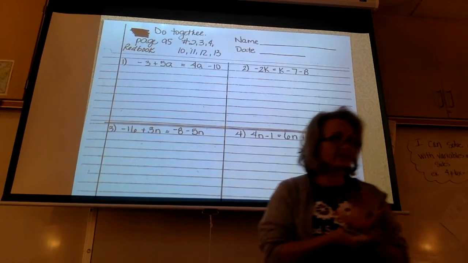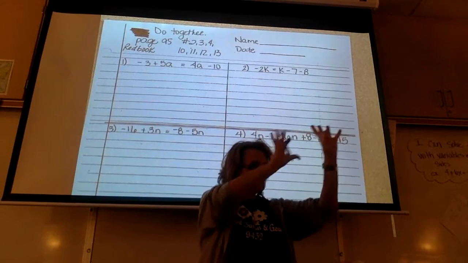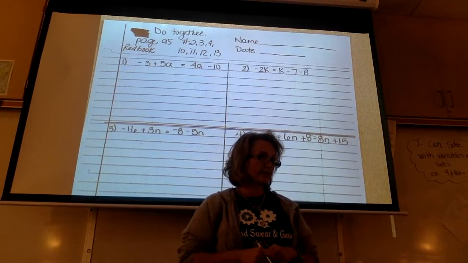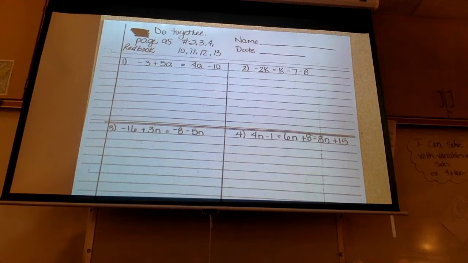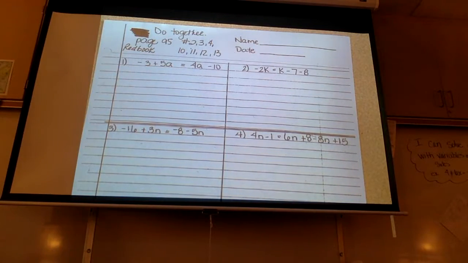So our steps, the only step that was different was that we have hostages on both sides, so we need to move the smaller group by adding or subtracting. Do you remember those steps from yesterday? I'm going to put them up here again if I can find them. No, I can't find them. All right. Let's work through these.